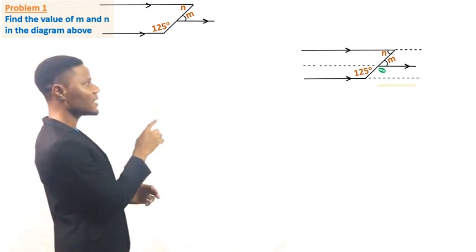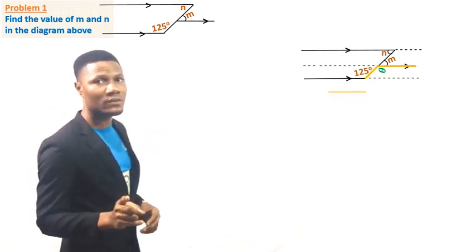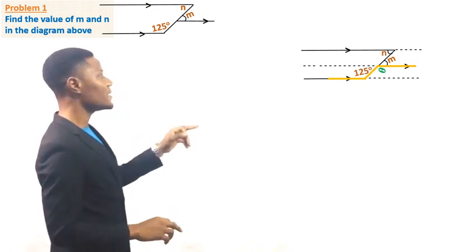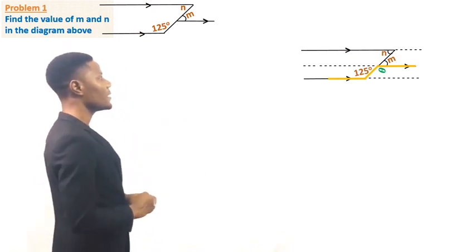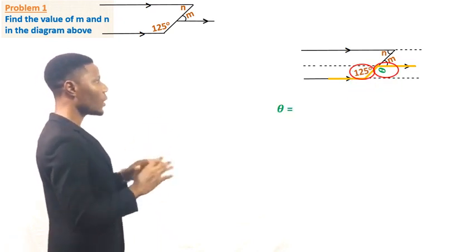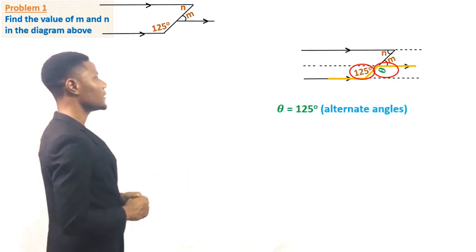You can see the z that is being drawn. Remember, I told you in my last video that to identify alternate angles, just draw a z. So this z will help us to find our theta. So theta is equal to 125 degrees, alternate angles.